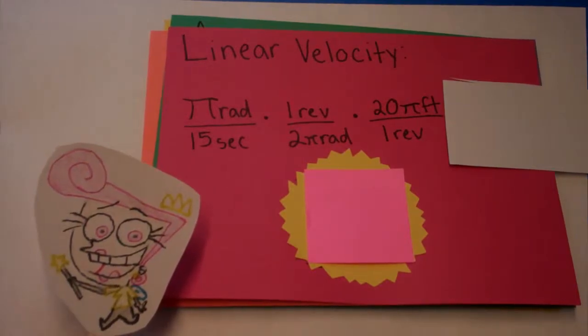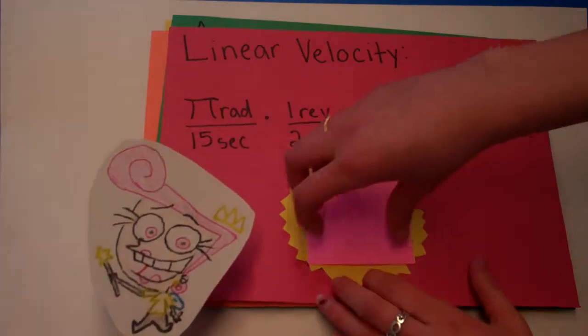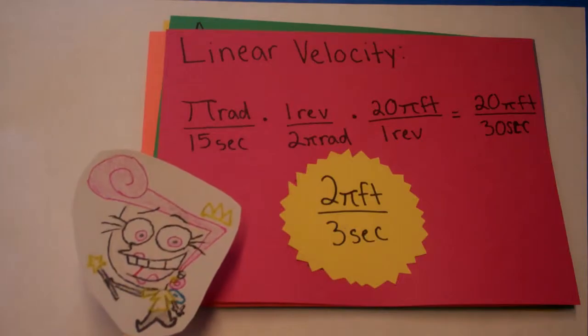When multiplied together, the result is found to be 20 pi over 30 seconds. This can be reduced to 2 pi over 3 feet per second. This is the linear velocity."